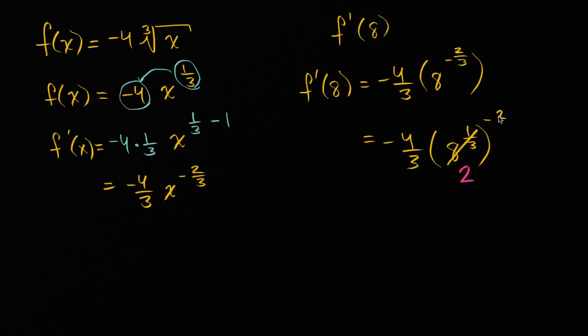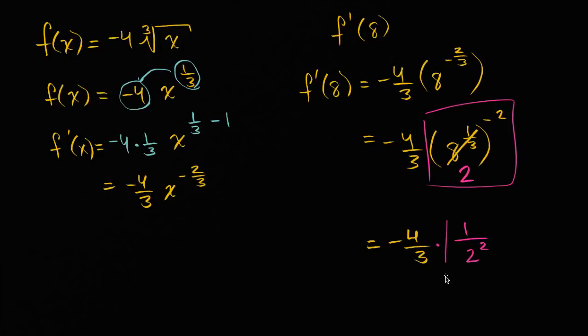And then 2 to the negative 2 power. Remember, let me just take some steps here. It's a good review. This is equal to negative 4/3 times 2 to the negative 2, which is the same thing as 1 over 2 to the 2. These two things are equivalent. 1 over 2 to the 2 is the same thing as 2 to the negative 2. So this is 1 over 4. And so this is going to simplify to negative 1 over 3. And we are done.